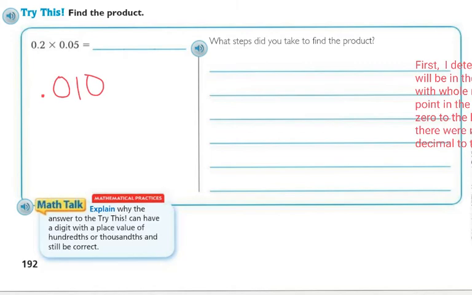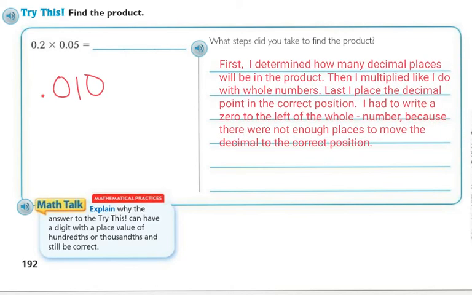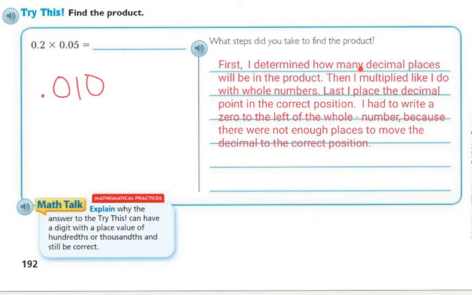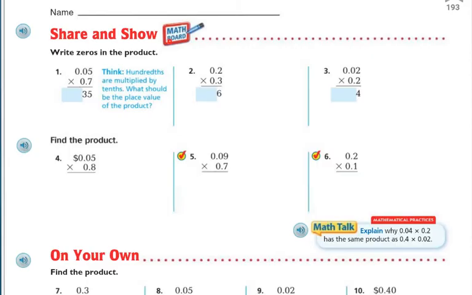So what steps did I use? Well, first, I had to determine how many decimal places would be in the product, and I determined that it was 1, 2, 3. Then I multiplied like I did with whole numbers. 5 times 2 is 10, right? Last, I placed the decimal point in the correct position. However, I had to write in an extra 0 because there were not enough places to move it to the correct position.